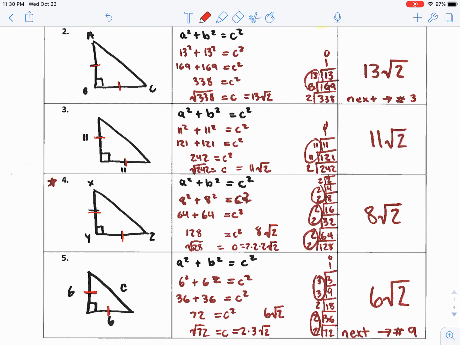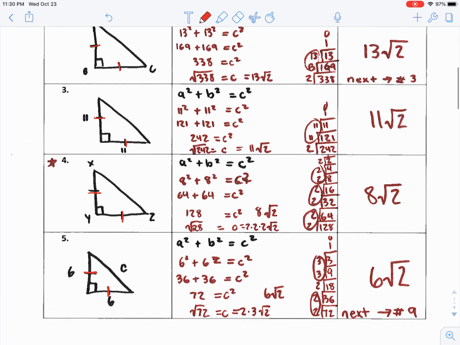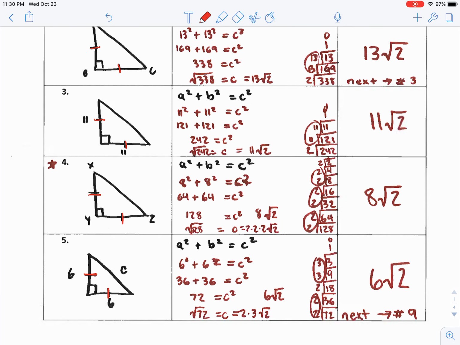So, this is no coincidence. On the front, you have a special right triangle. It is a 45, 45, 90 triangle.